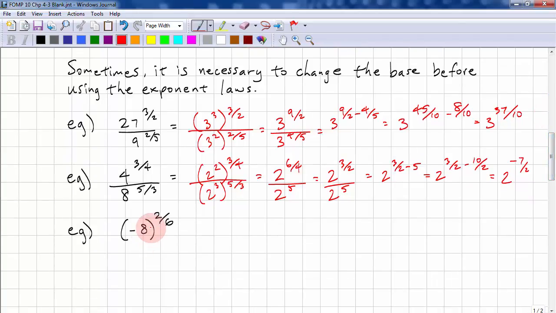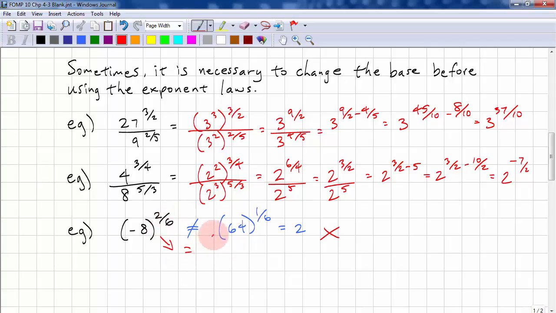Okay, here's a tricky one. The problem that most people make is they forget to reduce this. If we do negative 8 to the power of 2, we get 64, and then to the power of 1/6, and this is equal to 2.